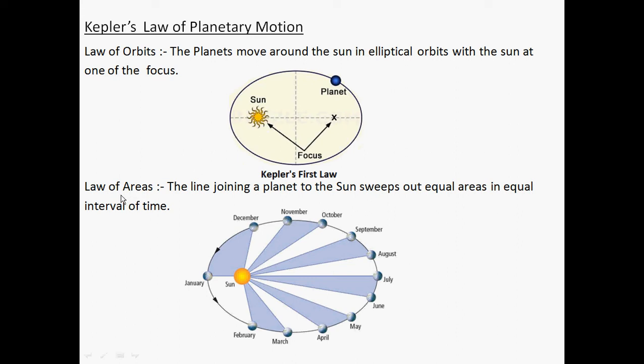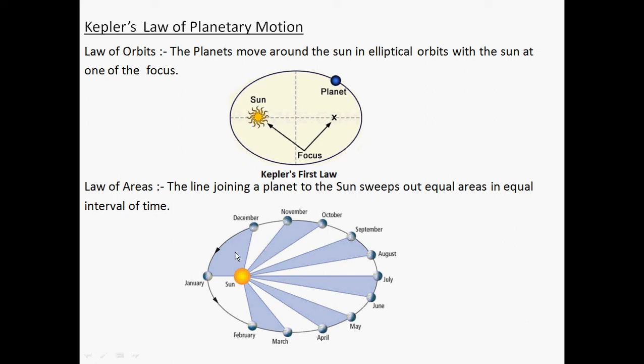And secondly, the law of areas. Kepler says the line joining a planet to the sun, suppose this is the sun and this line is joining the planet. This is the planet revolving around, say, the month of December. So the line joining a planet to the sun sweeps out equal areas in equal intervals of time. That means if a planet is at this point in December and moves till January at this point, it sweeps a certain area which is colored in blue.